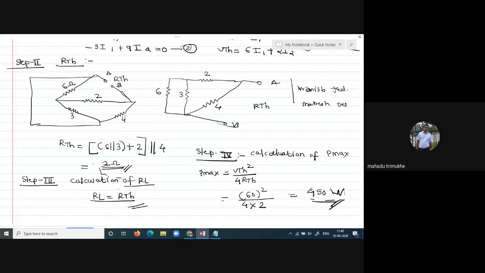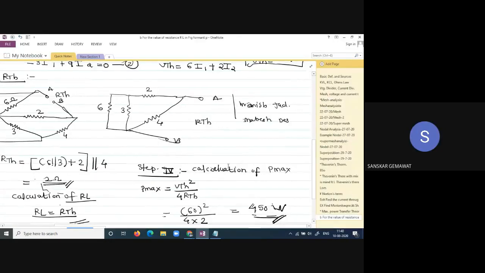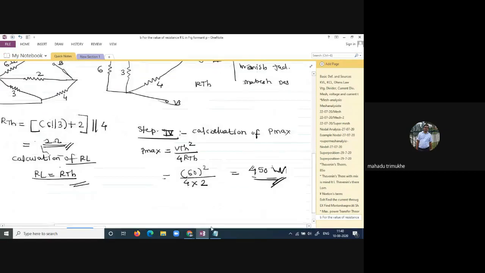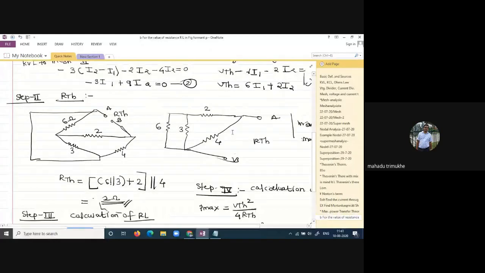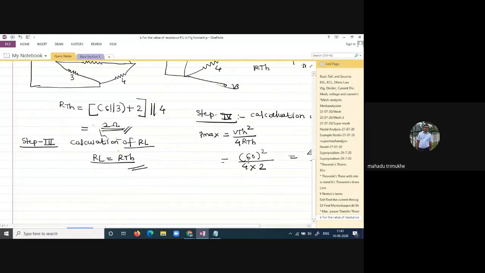Suppose there is such a circuit, okay? Yes, sir. Yes or no? Have you understood or not? Yes, sir. Okay, then we move on to our next example.